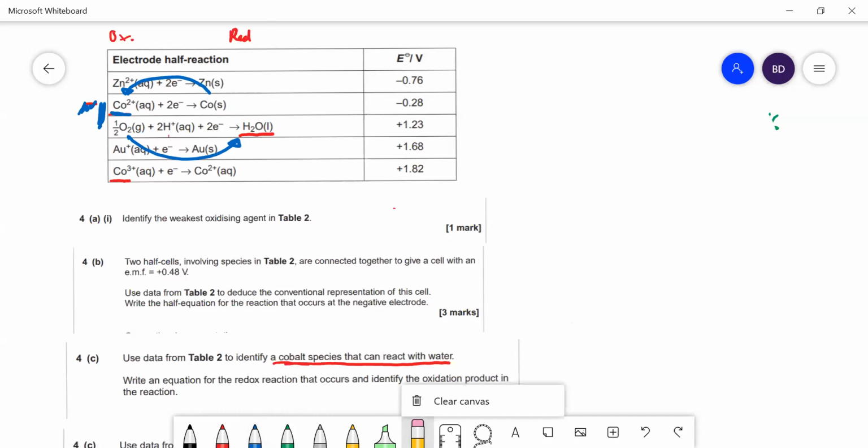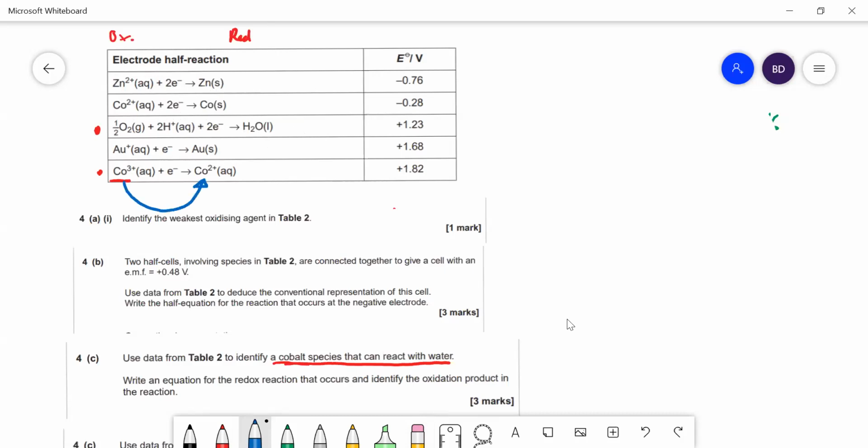Let's just check that. We're looking at these two equations. Out of these two, which one's going to go forwards, which one's going to go backwards? Well, the most positive one is this one, so that one will go forwards, and this one is most negative, so it's pushing the electrons out, so that will go backwards. So the answer is cobalt 3+ will react with water, and it will turn the water into oxygen, and it will get reduced itself to cobalt 2+.